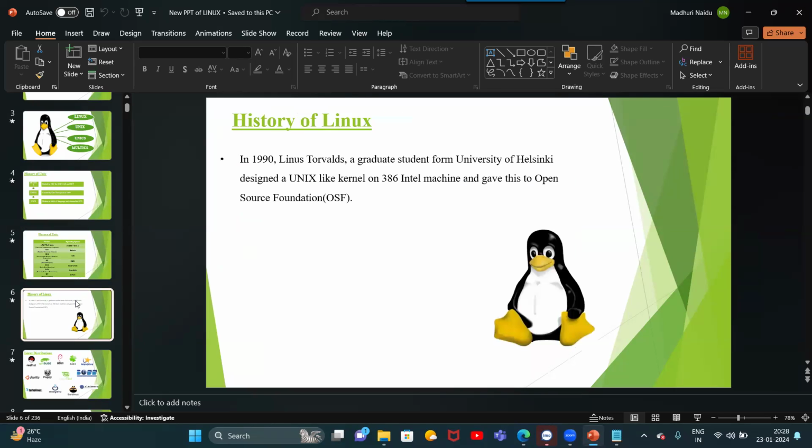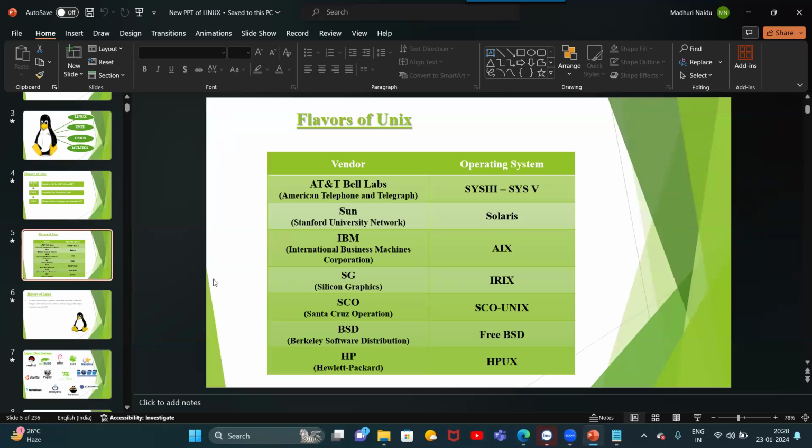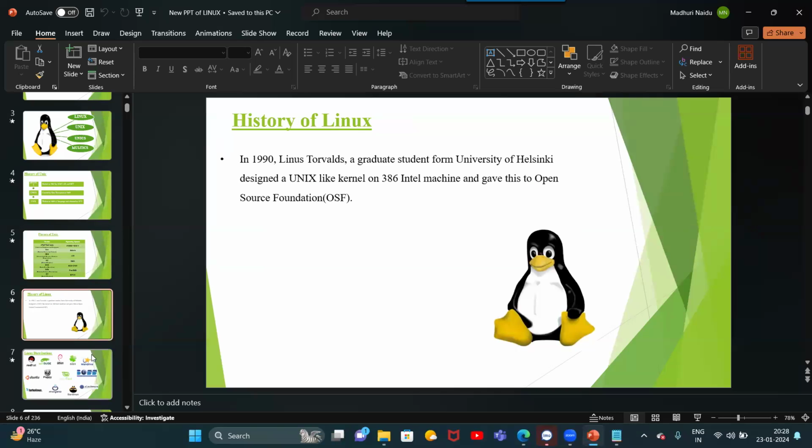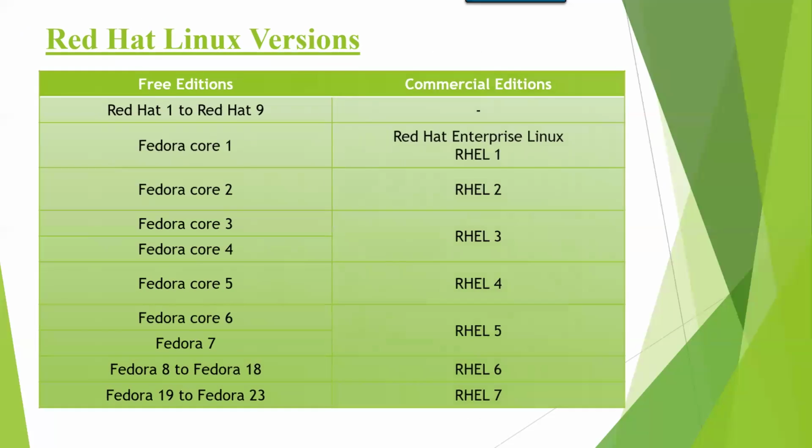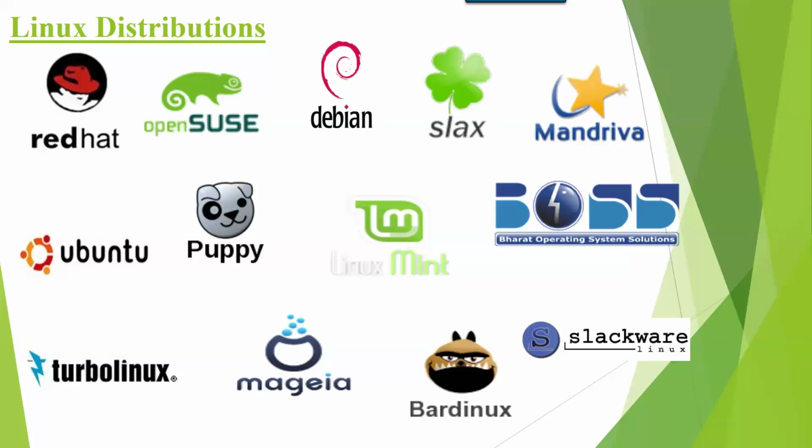Okay, so Linux was introduced in 1990 by Linus Torvalds, and he handed that operating system to the OSF organization, which is called the Open Source Organization. These are the distributors of Linux. Not only Red Hat Linux, we have different distributors for Linux. These are the distributors we have in Linux.